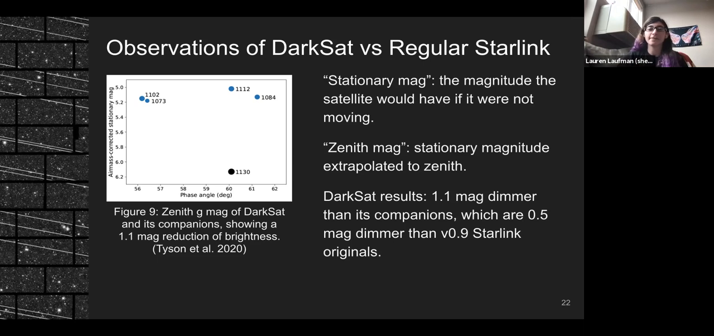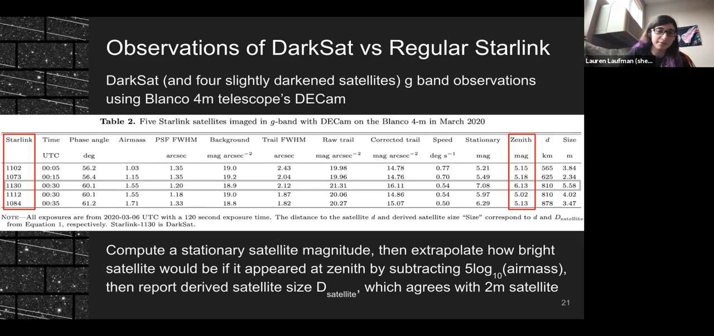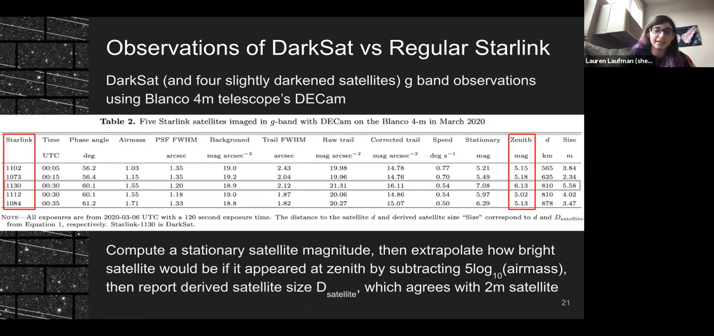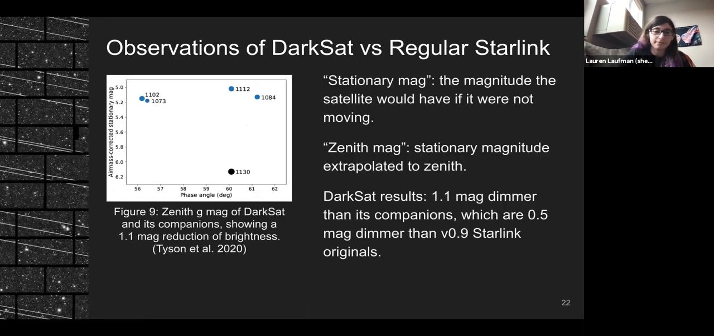But I would just like to reiterate 10 more times that the darkening goals from that earlier plot were 7th magnitude. This is at best 6.2.